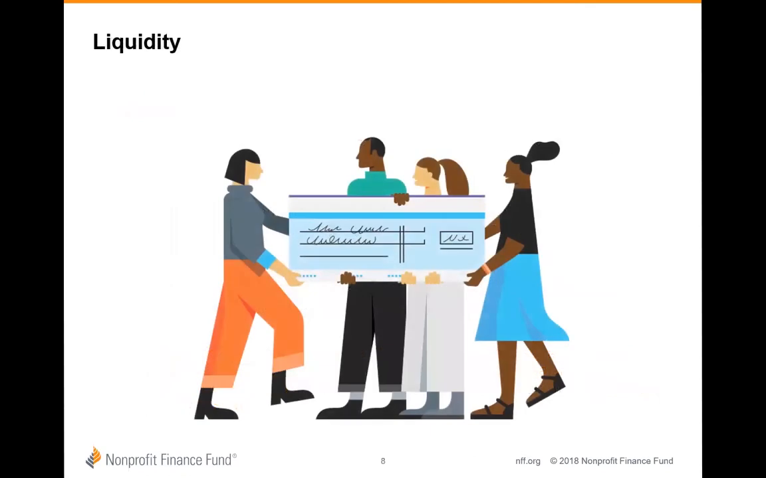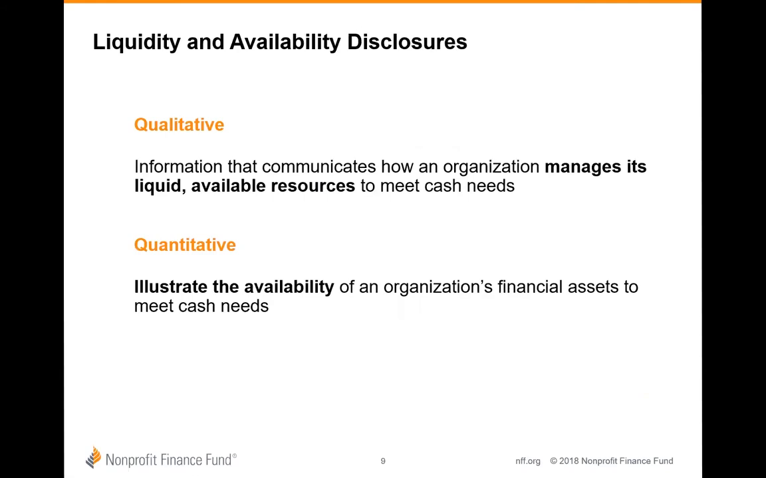The liquidity update, this is perhaps the most important one to pay attention to, just because everything about it is brand new in terms of being required to report about it. This change here is really about both liquidity and availability, because those are slightly different, as you'll see in a second. And it also has two parts. So FASB is requiring both a qualitative part that communicates how a nonprofit manages its liquidity to meet cash needs in the next year, and then a quantitative part that communicates the availability of financial assets.